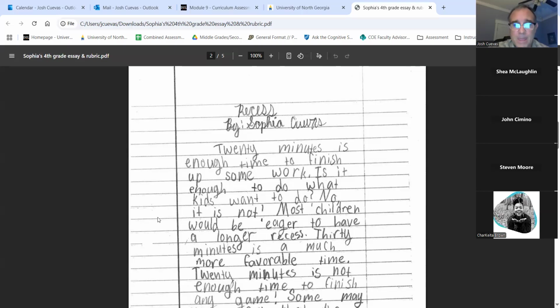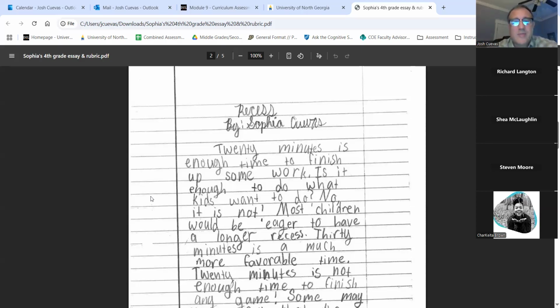So I think we should all agree that this is a pretty good paper for a 4th grader, right? And as a former draftsman for doing property surveys, her letters are really good. So it looks pretty good, right?